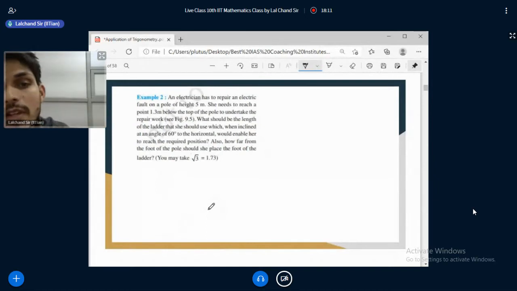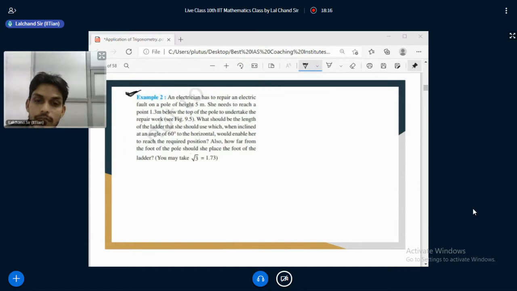Okay, so now we are trying to solve this problem. Can you solve this problem now? First read this problem properly and make a diagram for this problem. Okay, an electrician has to repair an electric fault on a pole of height 5 meters. So let's suppose this is the electric pole, and the height of this pole is given, that is 5 meters.